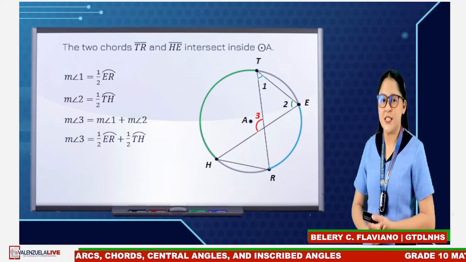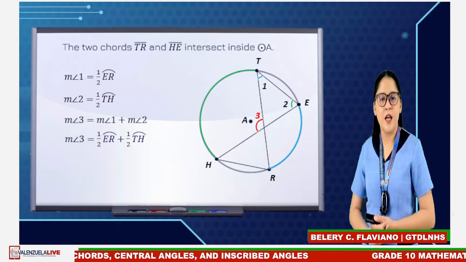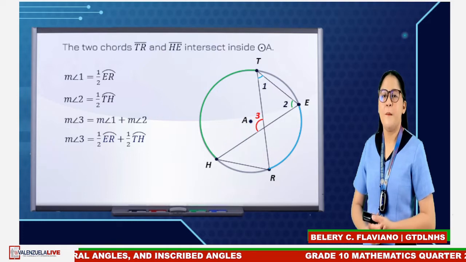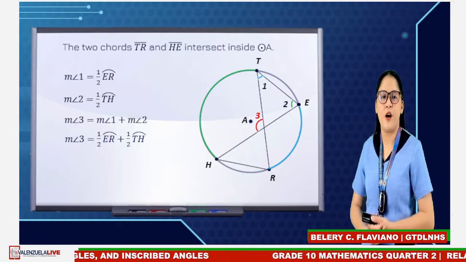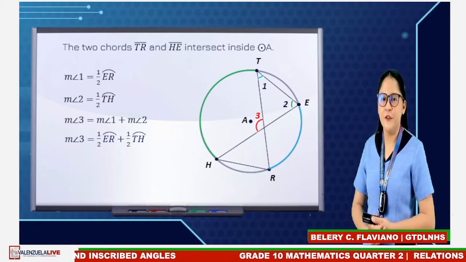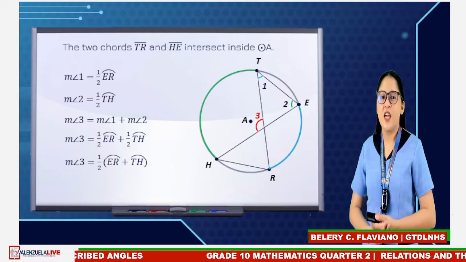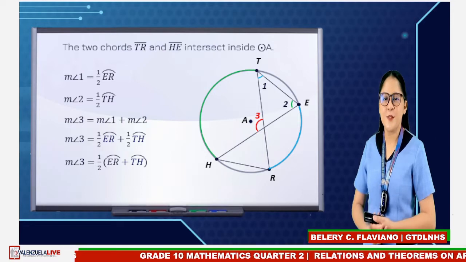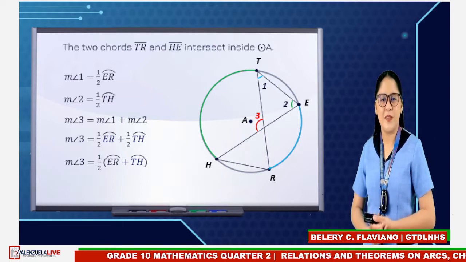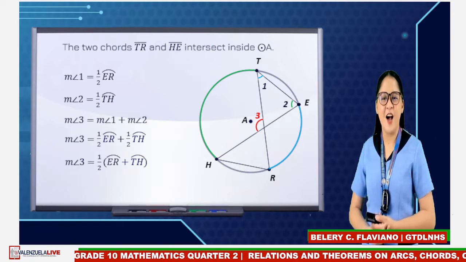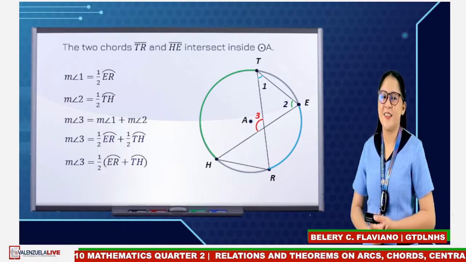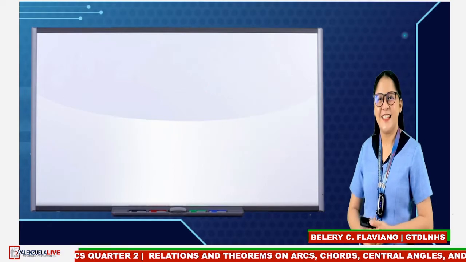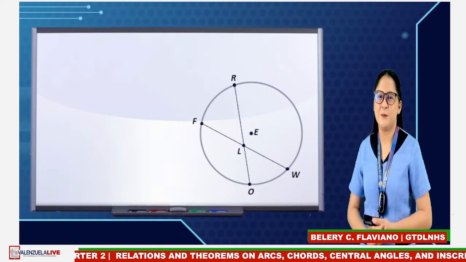By substitution, the measure of angle 3 is now equal to 1/2 the measure of arc ER plus 1/2 the measure of arc TH. Therefore, we can say that if two chords intersect inside a circle, then the measure of the angle formed is 1/2 the sum of the measures of the arcs intersected by the angle and its vertical angle. So let's have an example.